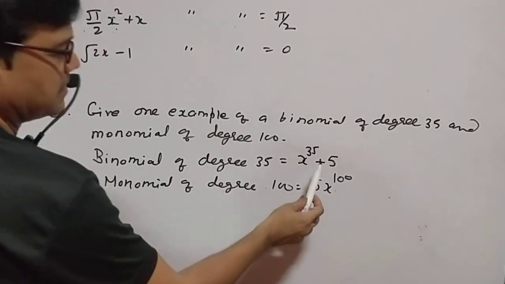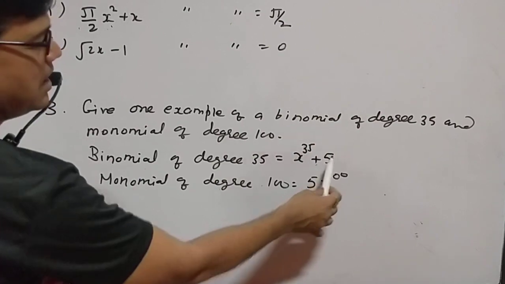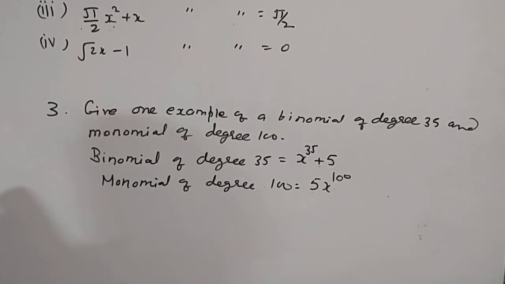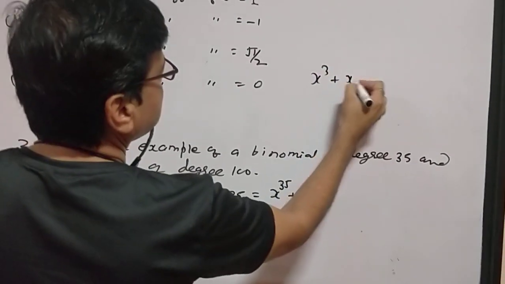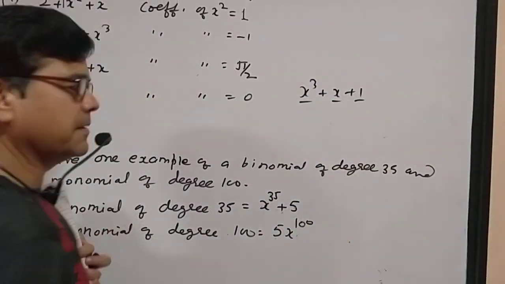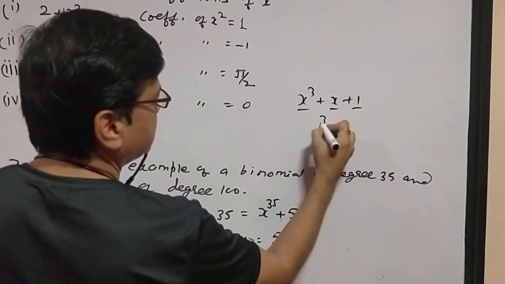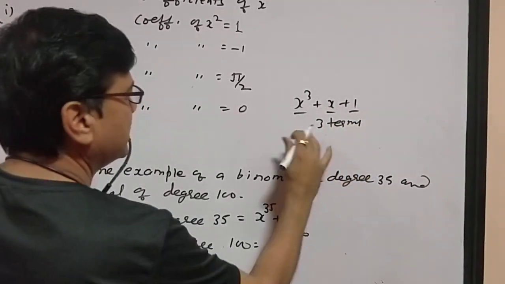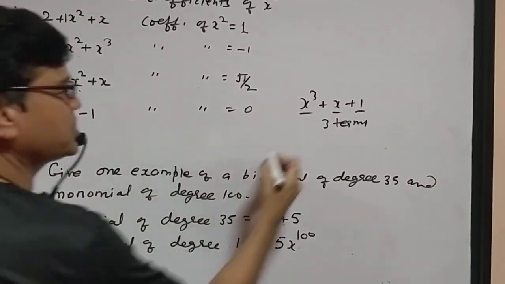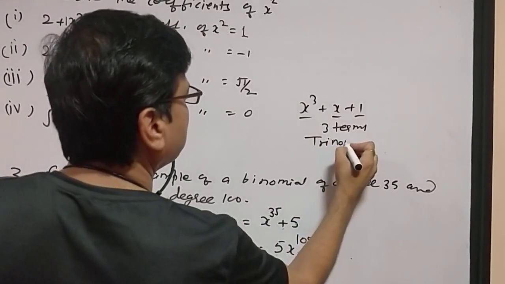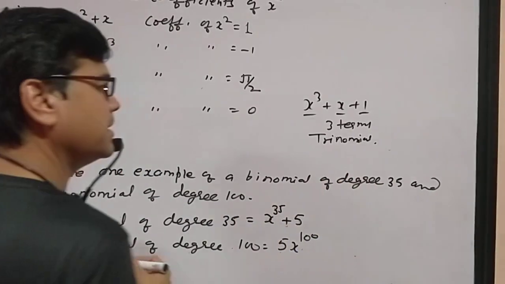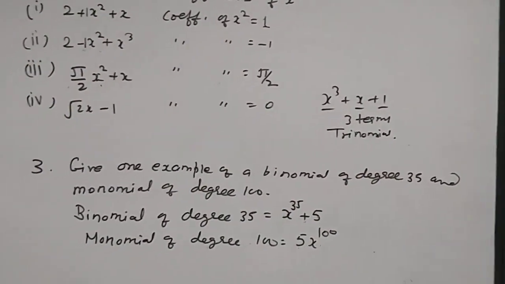Plus and minus, when plus or minus comes in between, the terms get separated. Like x cube plus x plus 1. How many terms are there? 3. Here there are 3 terms. Then it is a trinomial. So you can see it's very easy.